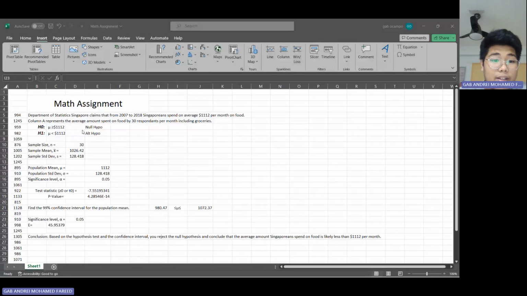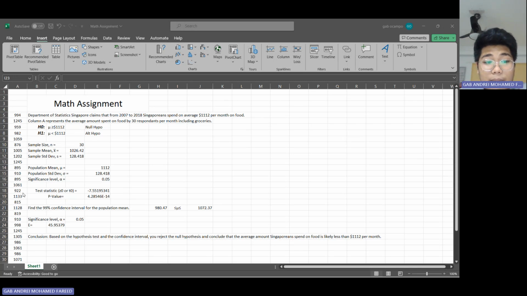Now, this is my Excel. As you can see, I've already set my null hypothesis to greater than or equal to 1,112 per month on food, as stated in the article as well. Then my alternative hypothesis is less than 1,112.